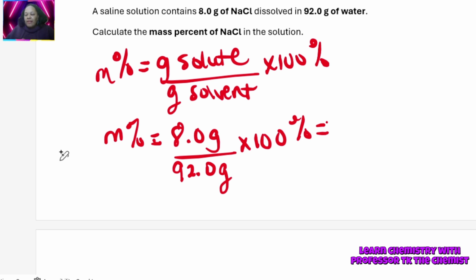Let's see what we get. So 8 divided by 92.0, times 100. This tells me that 8.7% of this solution has sodium chloride in it, okay? All right? That's what this tells me. It tells me that the mass percent of sodium chloride in this solution is 8.7%.